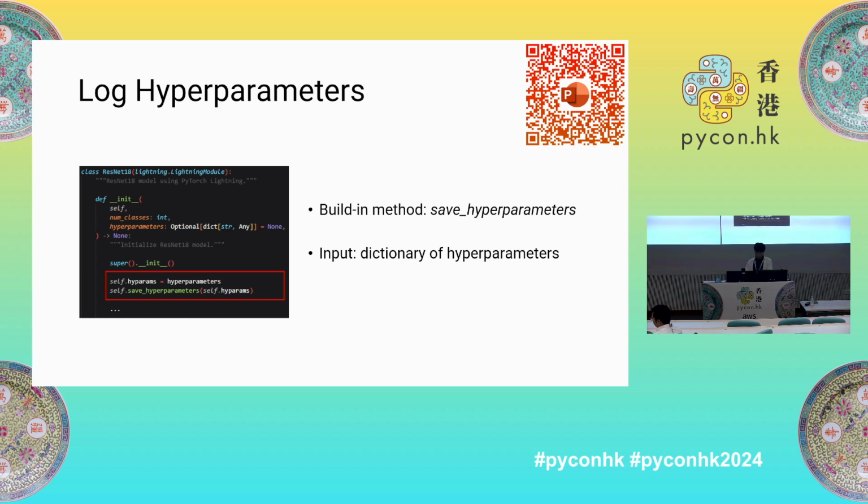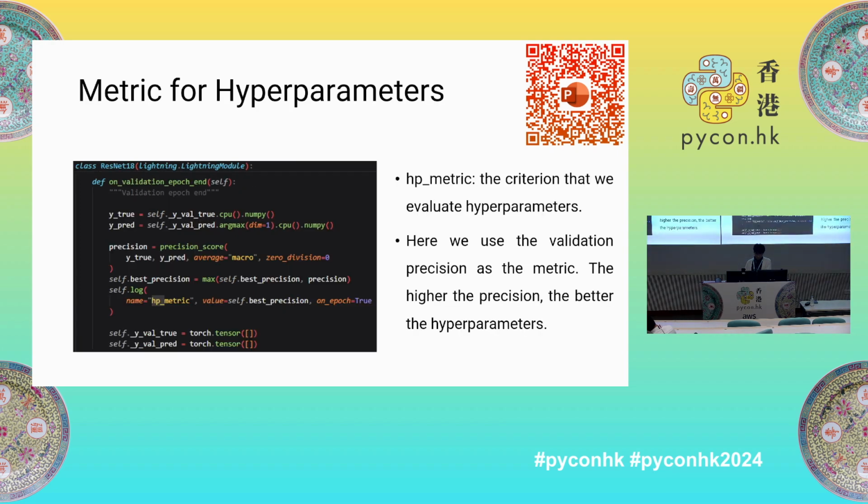In PyTorch Lightning, logging hyperparameters is also easy. We just need to keep a dictionary and call the built-in method in the Lightning module. And in the following, we will run multiple trainings and search for the best set of hyperparameters. Since we have already logged the hyperparameters, the only thing we need to do is to define a metric to evaluate them. Here we use the validation precision as our hyperparameter metric. And the higher the precision, the better the hyperparameters.